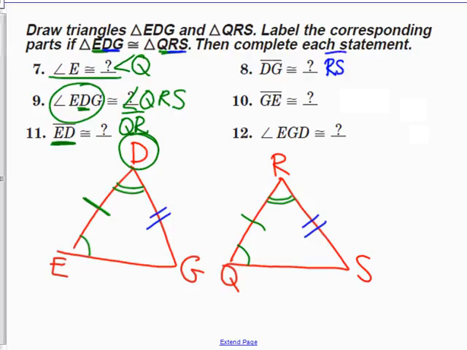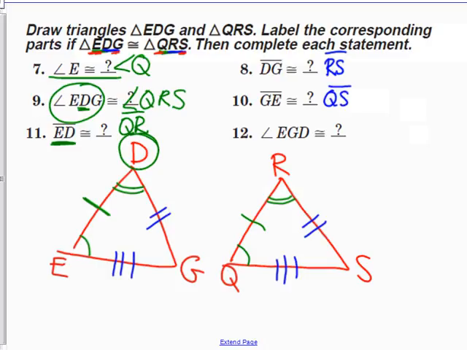Segment RS. GE, well, GE is the first and last in the triangle statement, so it's got to be QS. Now if I can find it on the triangle, EG is right here, and QS is right here. So GE is congruent to QS.